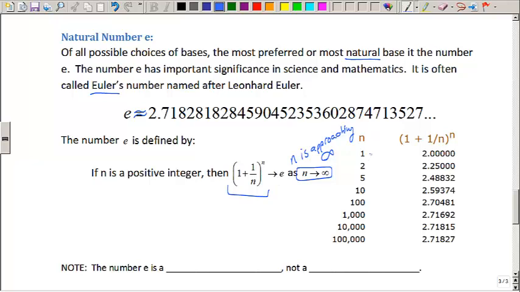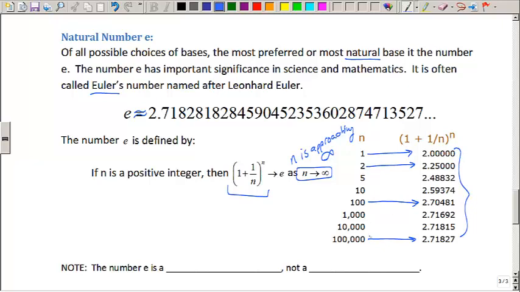So when I plug in 1, 1 plus 1 over 1 is 2, and 2 to the 1 is 2. If I plug in 2, I get 1 plus 1 over 2, that's 1.5, raised to the 2 is going to be 2.25. If I keep going 1, 2, 3, it's going to take me a really long time to get big. Remember, we're trying to approach infinity, so we're going to start getting bigger here. If I take 1 plus 1 over 100, that's 1 and 1/100, raised to the 100th, I'm getting 2.70, and so on and so forth.